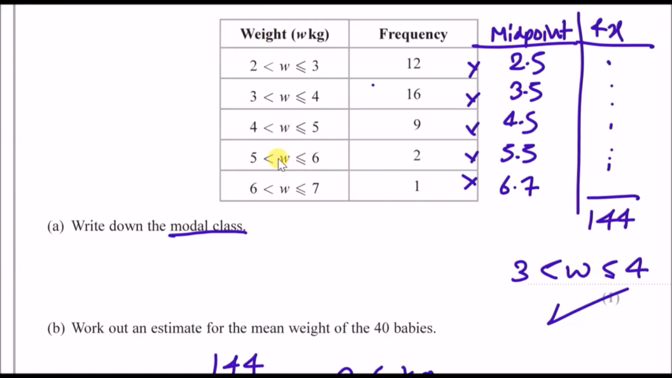Well, we got 2 columns. We got 5 to 6 and 6 to 7. So we got actually 2 plus 1. So we got 3 babies that are bigger than 5 kg.